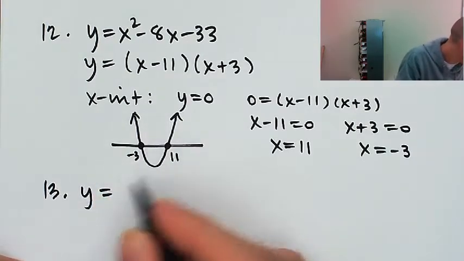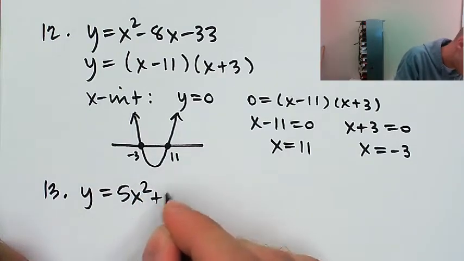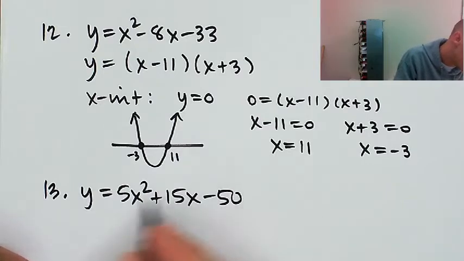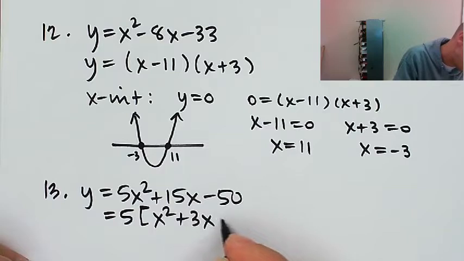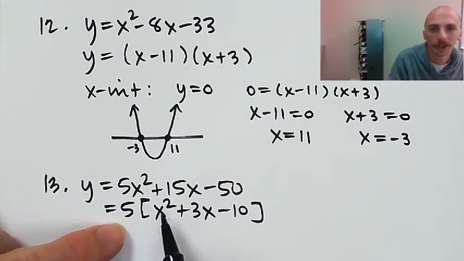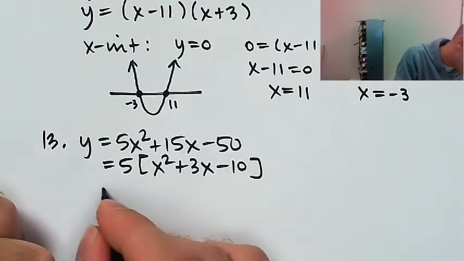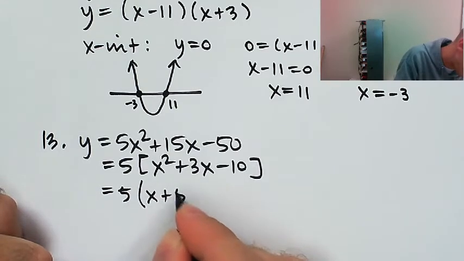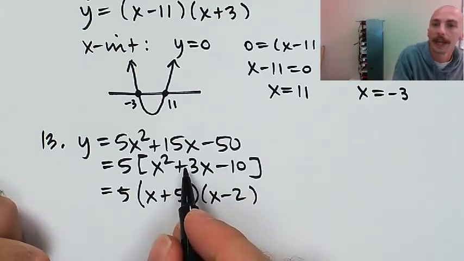Right, number 13 is y equals 5x squared, 15x, and -50. Okay, I'm going to factor out a 5 from this one. X squared plus 3x minus 10, right? And if you factor out a greatest common factor, it's generally a good idea to just kind of check: 5x squared, 15x, -50. Okay. All right, so that's equal to 5 times x plus 5 times x minus 2, right? Two numbers that multiply to -10 and add to +3.